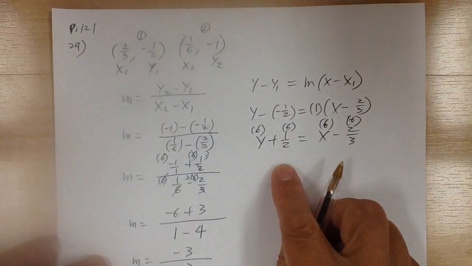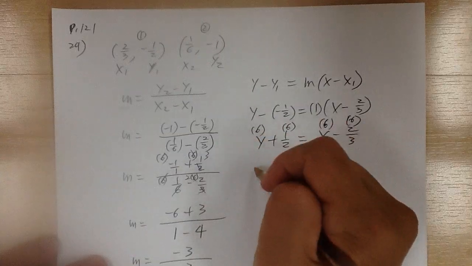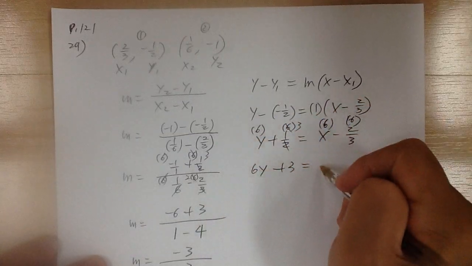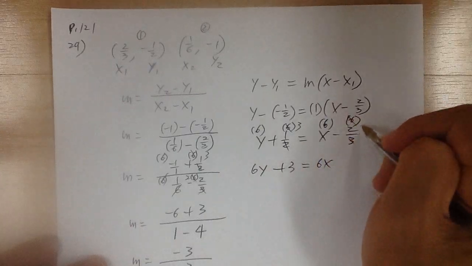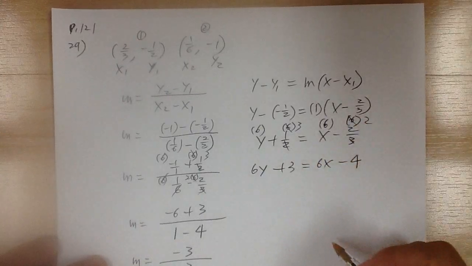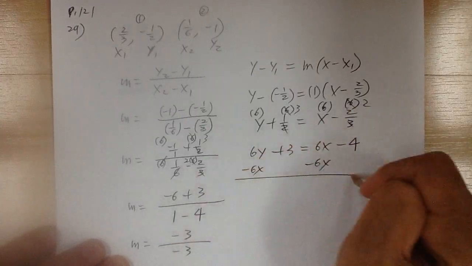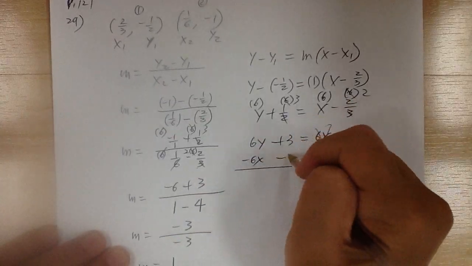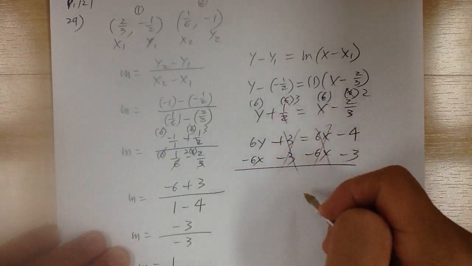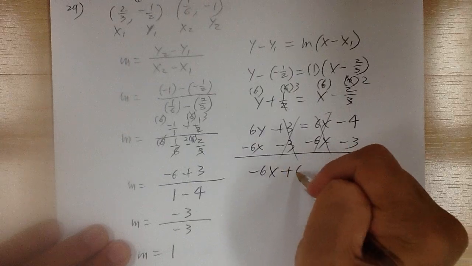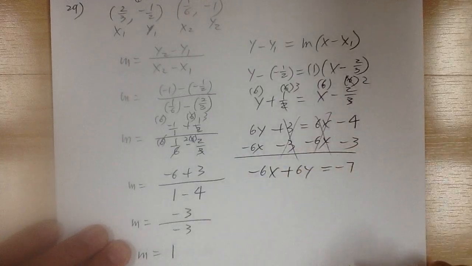So get your common denominator. This one, nothing to cancel out, so you got 6y. This one you can cancel, so it'd be +3. This one does not cancel. This one cancel, so it'd be -4. So I'm going to move this over, so -6x. So this will cancel out. -3, so this will cancel out. Okay. So I got -6x plus 6y equal to -7.